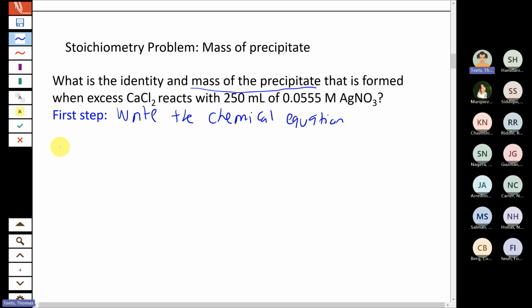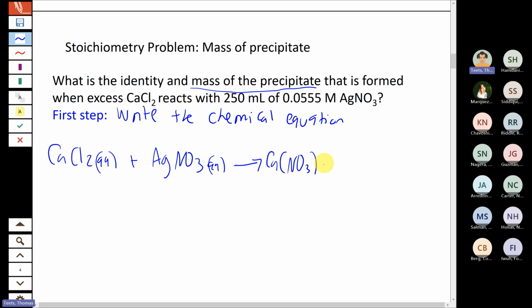So we have calcium chloride as one reactant. Silver nitrate is the second. And we just swap the cations and the anions. So calcium, which is the 2+ cation, is going to pair with nitrate, NO3-. So we're going to make calcium nitrate as one product. The correct formula for that is Ca(NO3)2. And then the second product is going to be silver chloride, Ag+, Cl-.